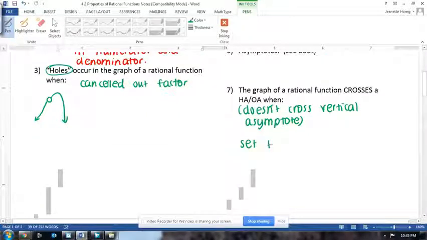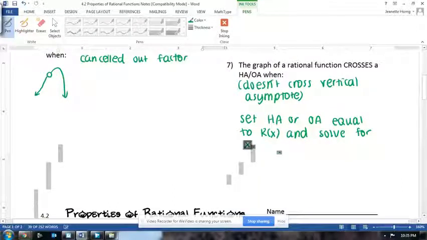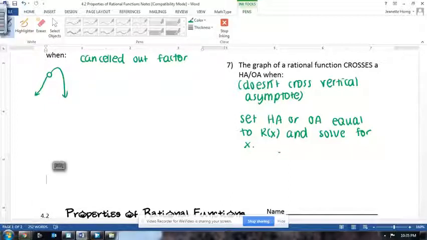Set your horizontal asymptote or oblique asymptote equal to your function, I'll say r of x, our rational function, and solve for x. So if you don't have an answer from solving for x, that means it doesn't actually have what we call a cross point. If you do solve for x and you get something out of there, then it has a cross point. So this is going to vary depending on the equation that you're looking at.